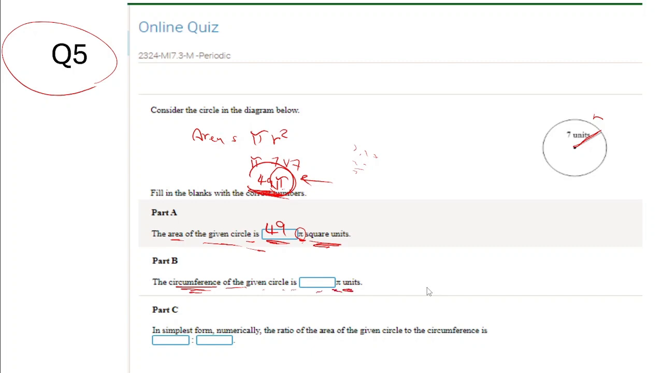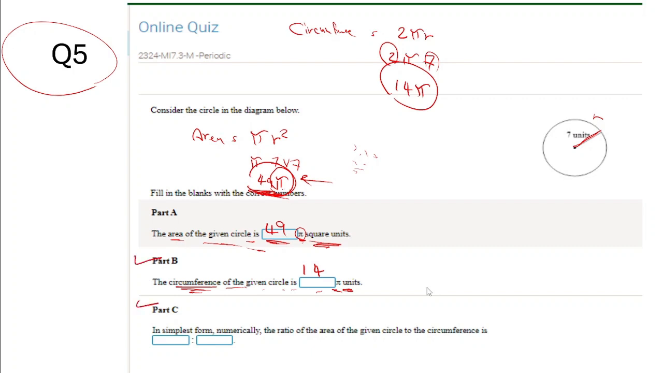Now the circumference of the circle is equal to 2 pi r, right? That means 2 pi times 7, so 2 times 7 is 14 pi. So the answer here will be 14 pi. Okay, that's number B. Number C.